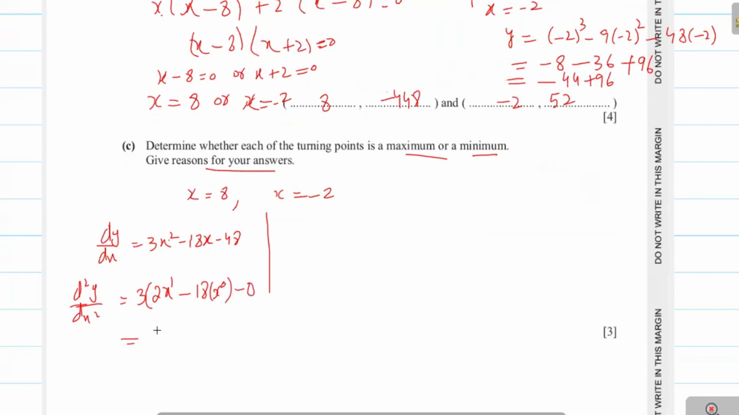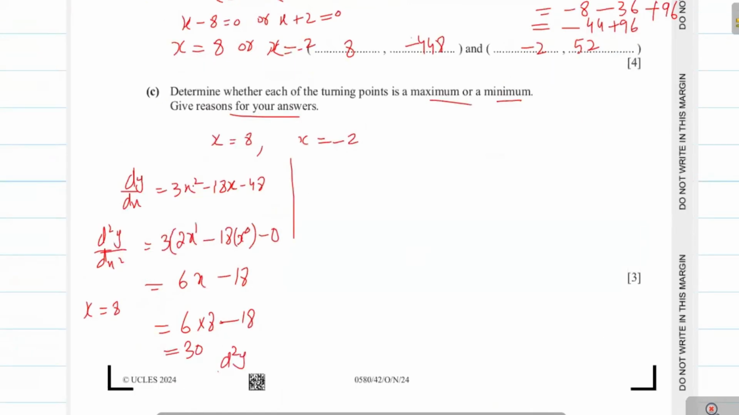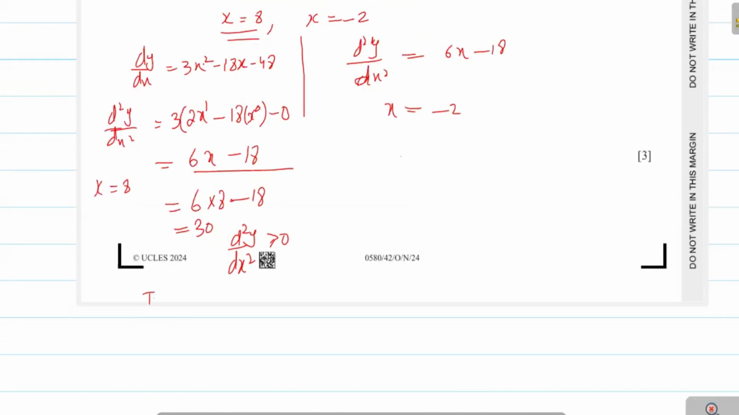1 minus 1 is 0, and minus 48 is a constant, whose derivative is 0. We write here 6x minus 18, and we substitute the value x equal to 8. This value will be equal to 6 times 8 minus 18, and this will be equal to 30. The second derivative d square y over dx square is greater than 0. Therefore, the turning point will be a minimum at this point. The turning point is the minimum point.